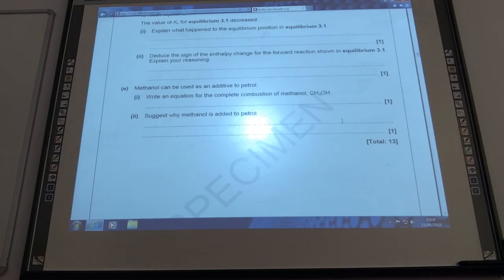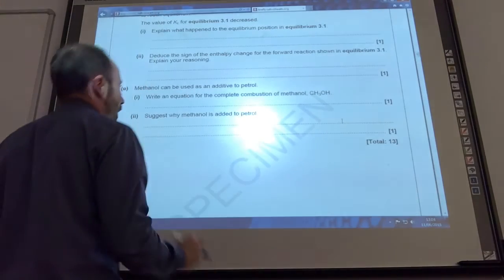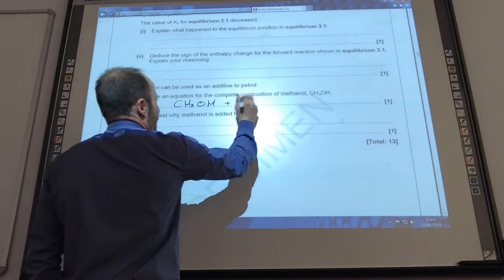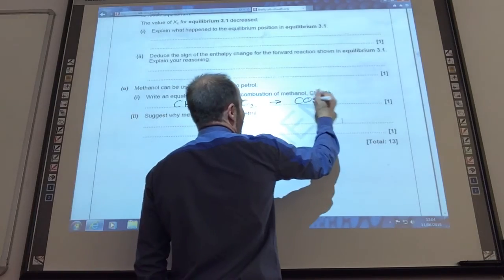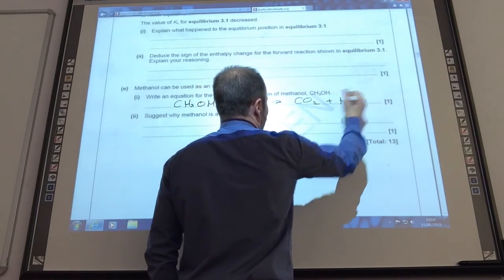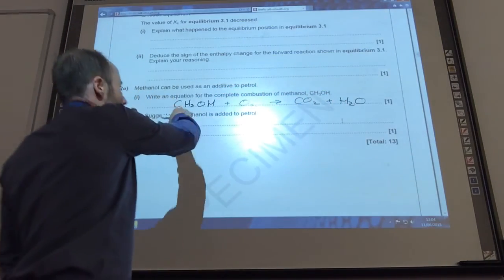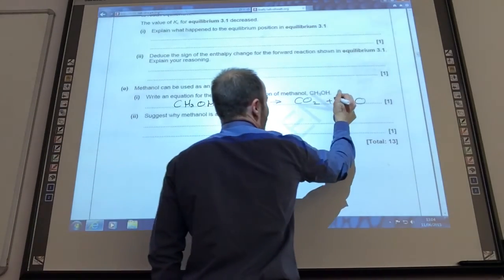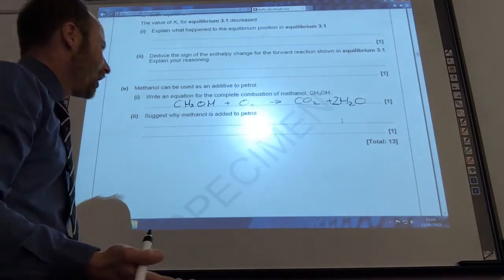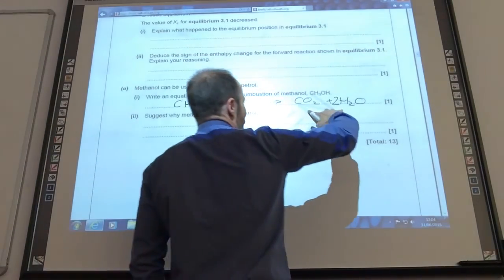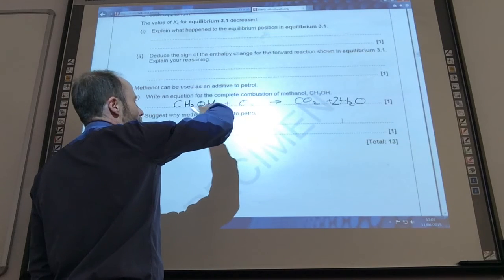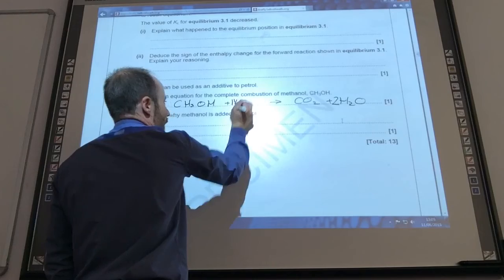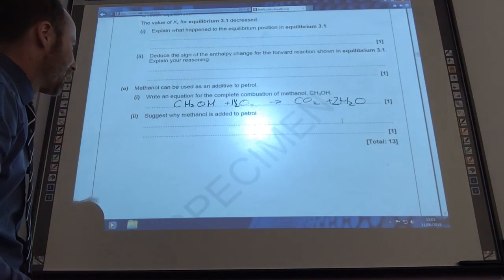Okie dokie. Write an equation for the complete combustion of methanol. Let's do it. Don't forget oxygen. If it's complete combustion, it makes carbon dioxide and water. You've got 1 carbon there, so let's make 1 carbon there, 4 hydrogens there, so I'm going to make 2 waters there. Then I worry about my oxygen. I've got 4 here, 2 and 1 there, so I've got a total of 3 here, so I need 1.5 O2s to get that to balance.